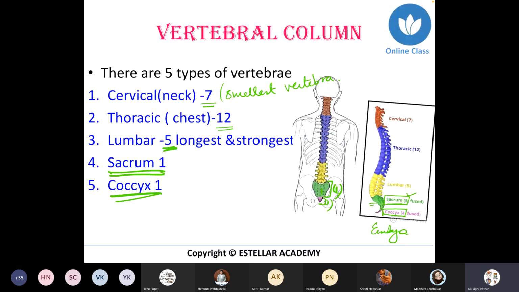Now, next is lumbar vertebra. It is the largest, sorry, not longest, it is largest. Lumbar is the largest, strongest, heaviest vertebra. This is weight bearing vertebra. About the lumbar, it's the largest, heaviest, weight bearing, and the strongest vertebra.